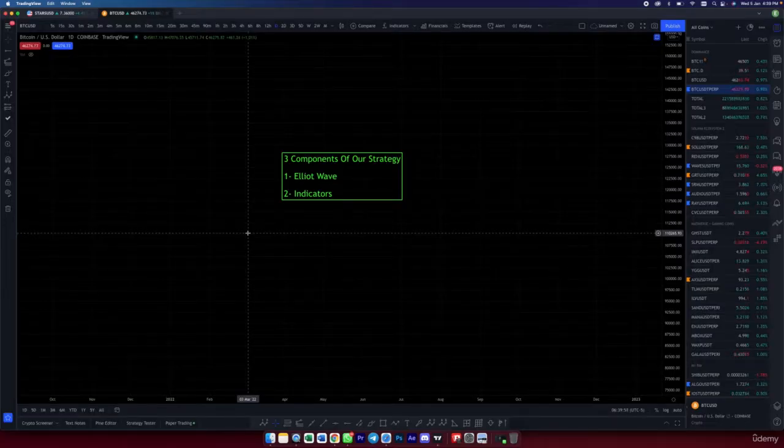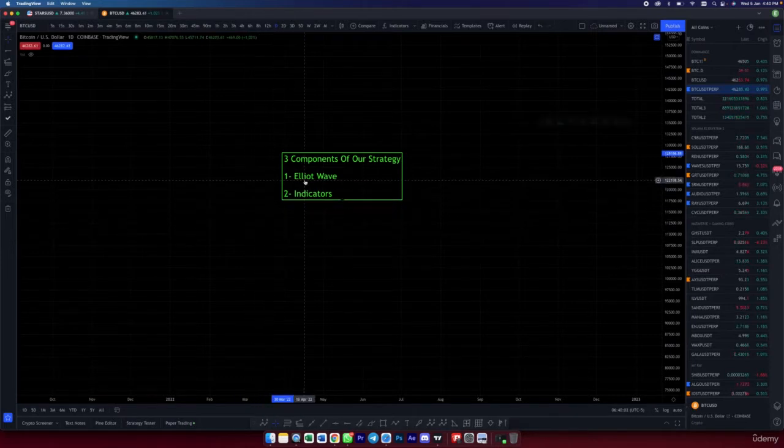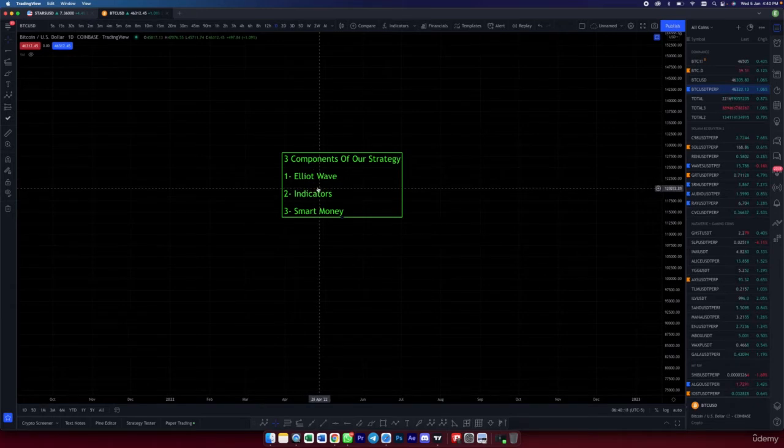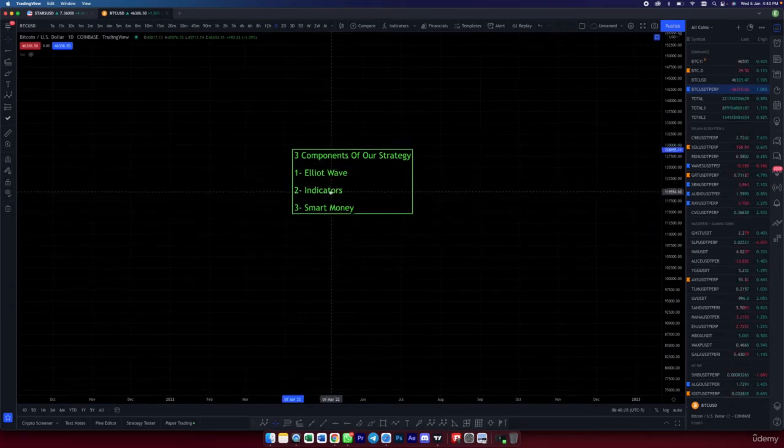Before we move on towards the second component of our strategy, if you remember, we discussed that we have three components of the strategy. One was Elliott Wave, second was indicators, and third we will discuss the smart money concept. Of course, that won't be a long discussion, but we need to understand the smart money as well. So in this lecture, we will discuss the indicators, the second component.